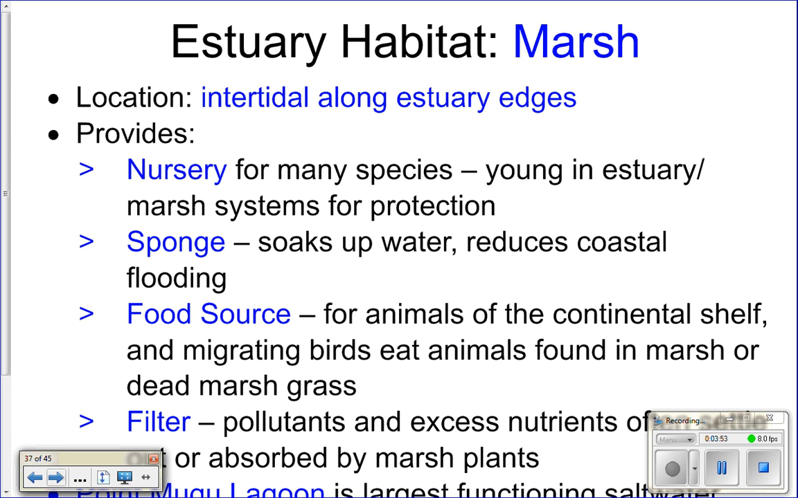Also, review from last semester, four things that are important that marshes do. They are a nursery, a sponge, a food source, and a filter. Okay? I'm not going to go over all of those things again because we talked about that extensively last semester, but you do need to remember those four reasons why marshes are important, because you will see them again on your quiz and on your test. So please remember why marshes are important.